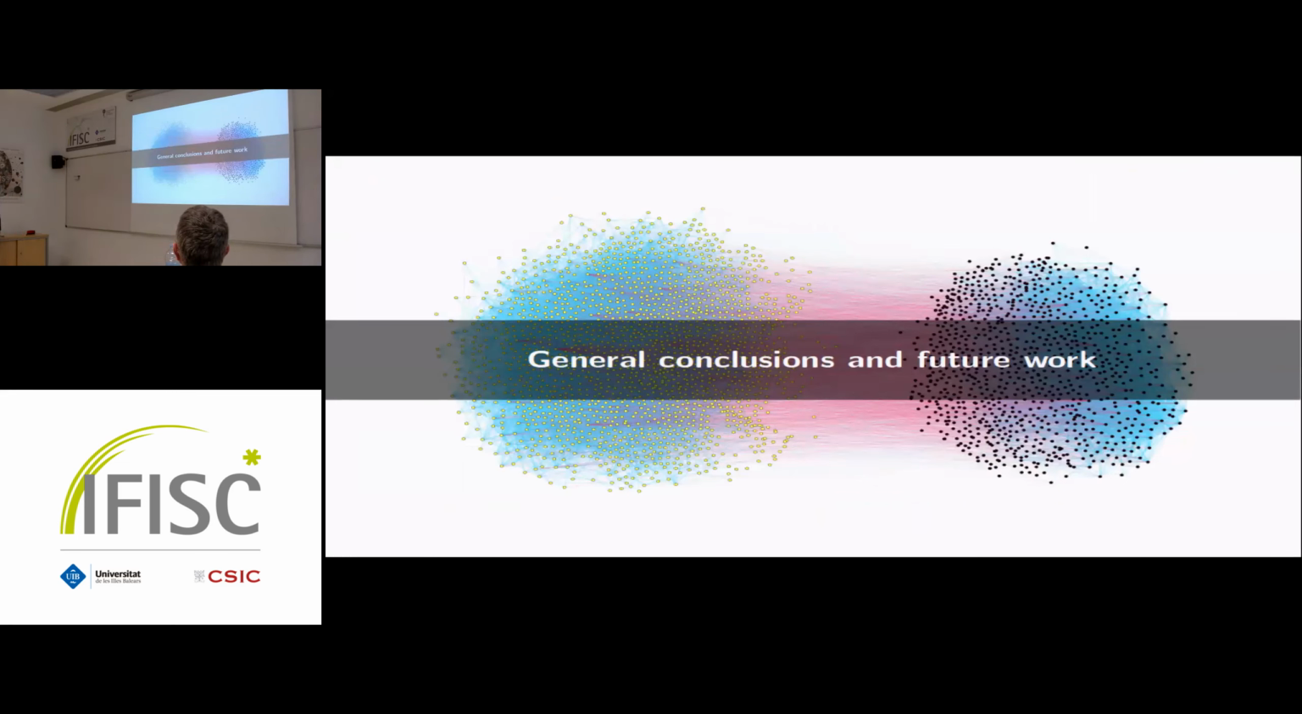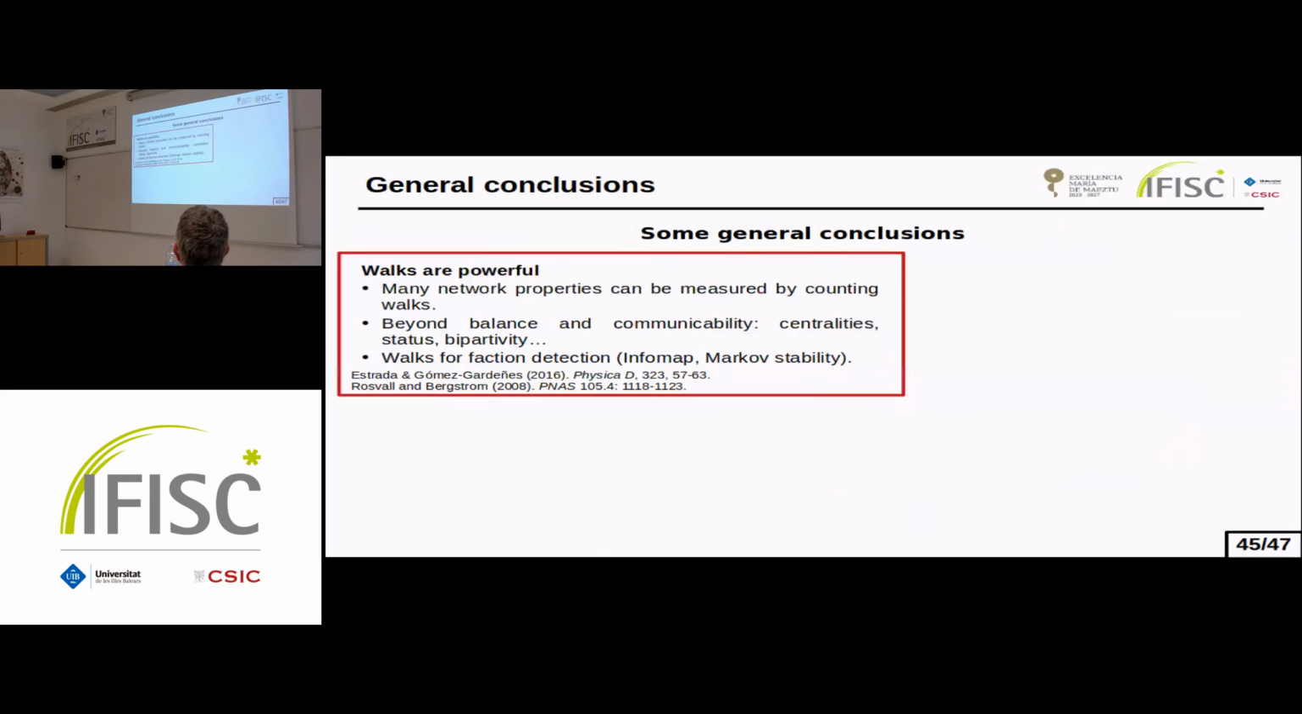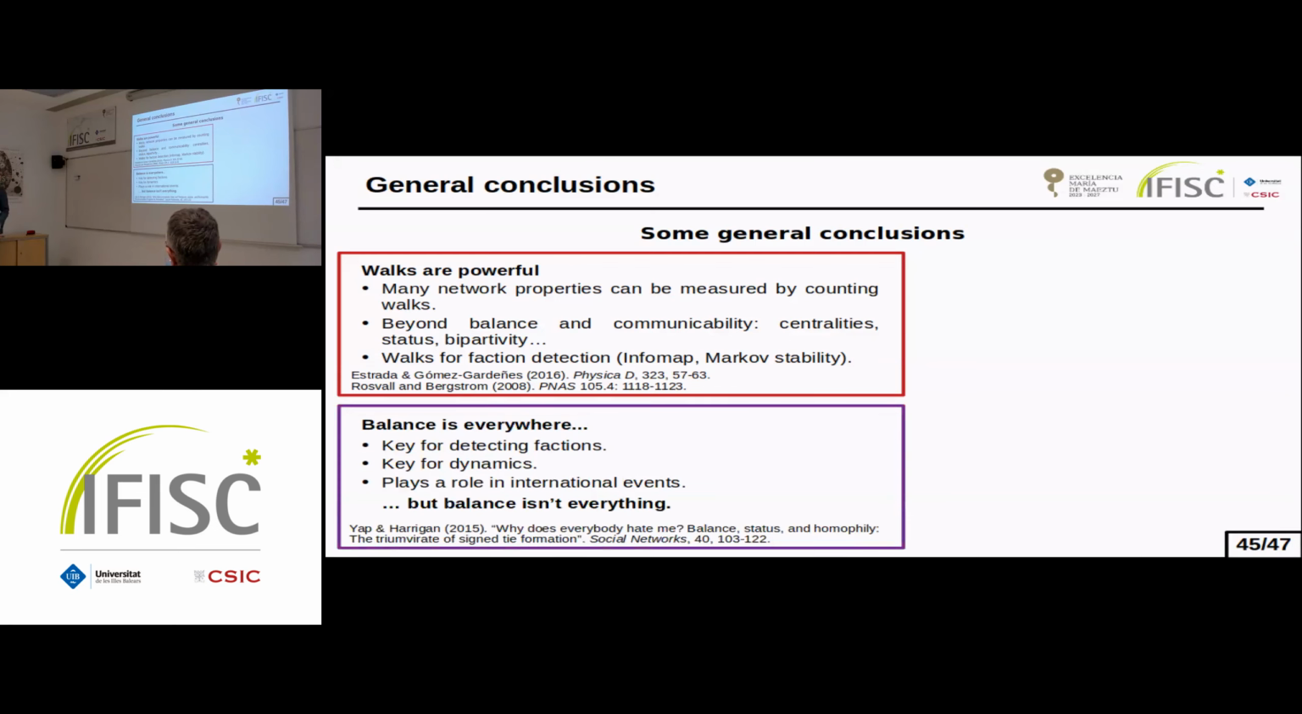And now let me give you some general conclusions. I think probably the first conclusion that I want you to remember from this talk is that counting walks is a powerful tool, and it can be used as a proxy for cycles or paths in order to measure balance, to measure effective alliances. But also the walks have a very rich history in general in network science, and they can be also used to measure bipartivity, to define centrality measures, or even for community detection methods like InfoMap or the Markov stability approach.